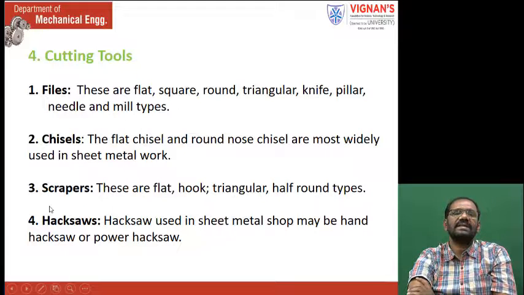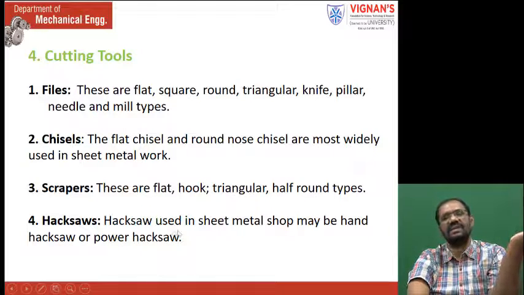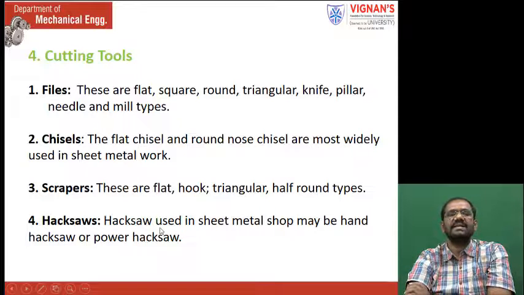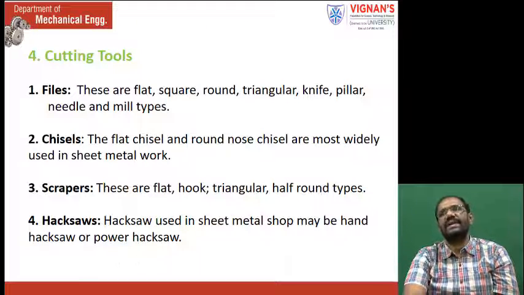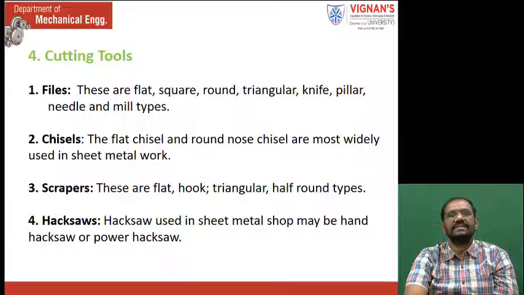Next one is scrapers. These are flat, hook, triangular, half round types. Hacksaws: the hacksaw was used in the previous work also, we have seen the hacksaw. Hacksaw is used in the sheet metal shop also, maybe a hand hacksaw or power hacksaw for cutting. Even in the fitting work you saw the hacksaws.